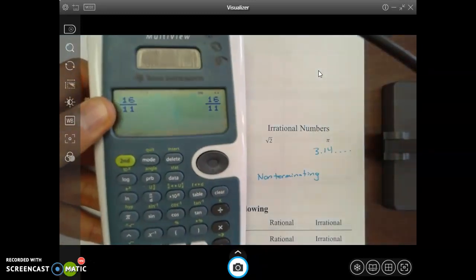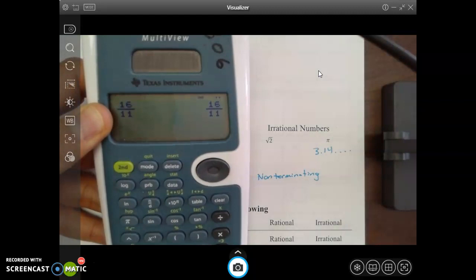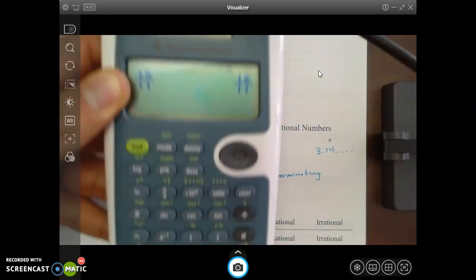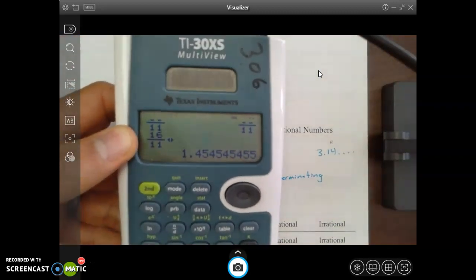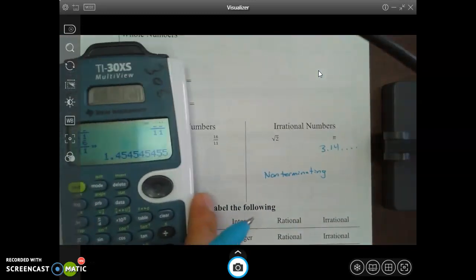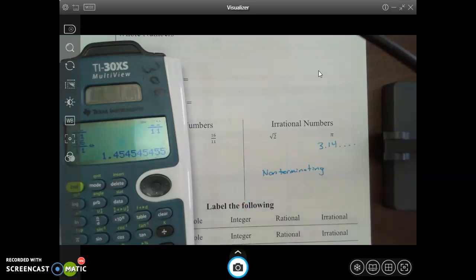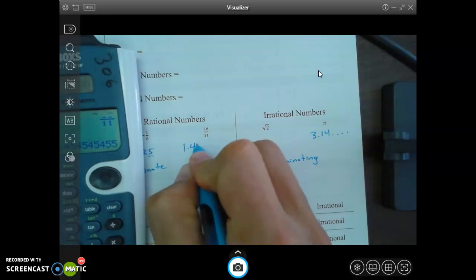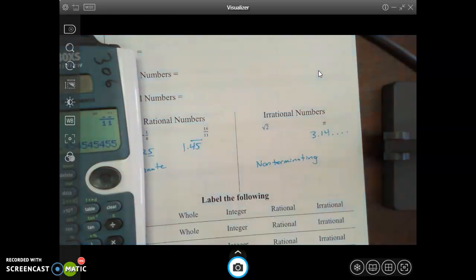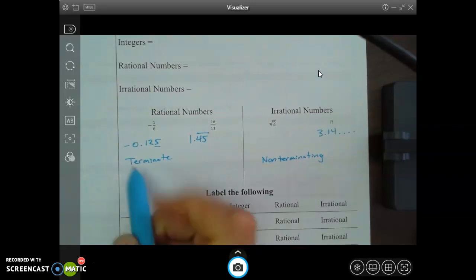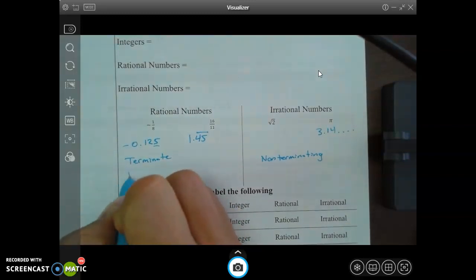And if you want to convert this fraction into a decimal, you just need to hit this double arrow key in the right hand corner. You hit that button and you're going to get the decimal equivalent. And so it looks like we got 1.454545. So that means this decimal part here, this 45, repeats. That just keeps going, 4545. So rational numbers either terminate or they repeat.